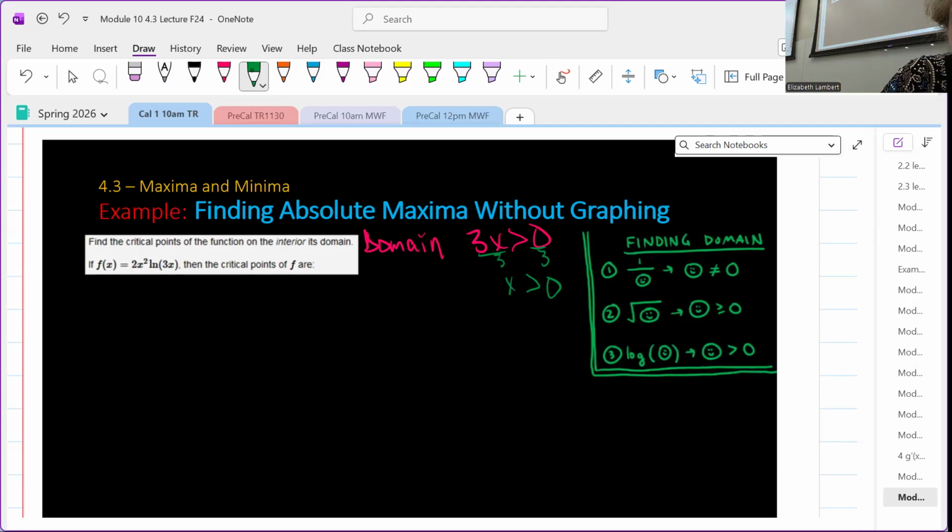So on the interior of its domain, that means x equals 0 is not a critical point because the function doesn't actually exist at x equals 0. But we're looking for what are all the critical points where x is a positive number. So to solve for that, we're going to take the derivative, set it equal to 0.